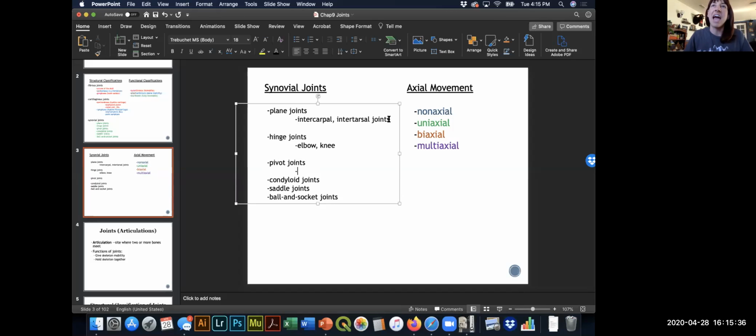it's called. The axio-atlantic, atlantoaxial, nope, I was way off. Atlantoaxial joint, right? Because that axis sits on top of the atlas, which has the dens, and it rotates like this, right? So that's a pivot joint. It's pivoting. This is what's happening when you do a pivot joint with your atlantoaxial joint.